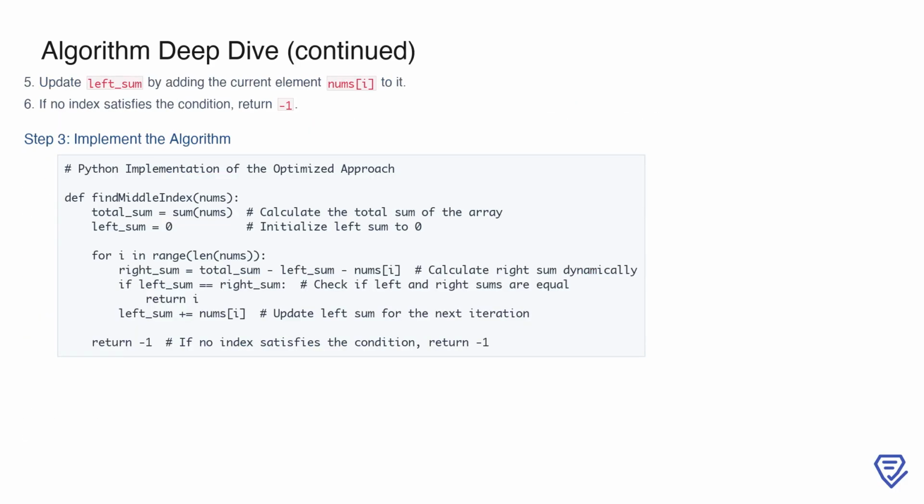To implement the algorithm, we first calculate the total sum of the array, which gives us a reference point for the right sum calculations. We then initialize the left sum to 0. As we iterate through the array, we compute the right sum dynamically using the formula right_sum equals total_sum minus left_sum minus the current element. If the left sum equals the right sum at any index, we return that index immediately. If not, the left sum is updated by adding the current element to it, and we continue to the next index. If no such index is found after the entire iteration, we return -1.